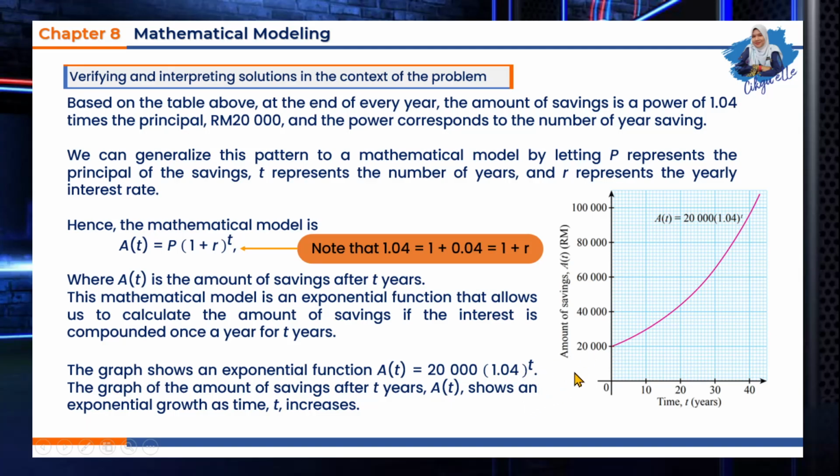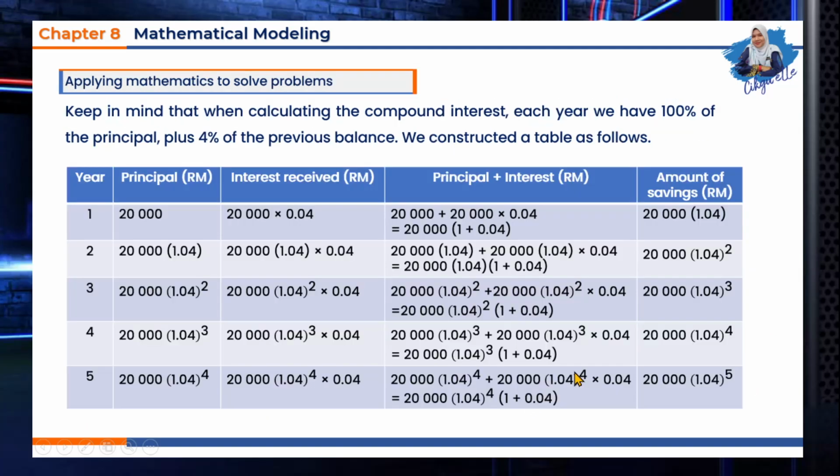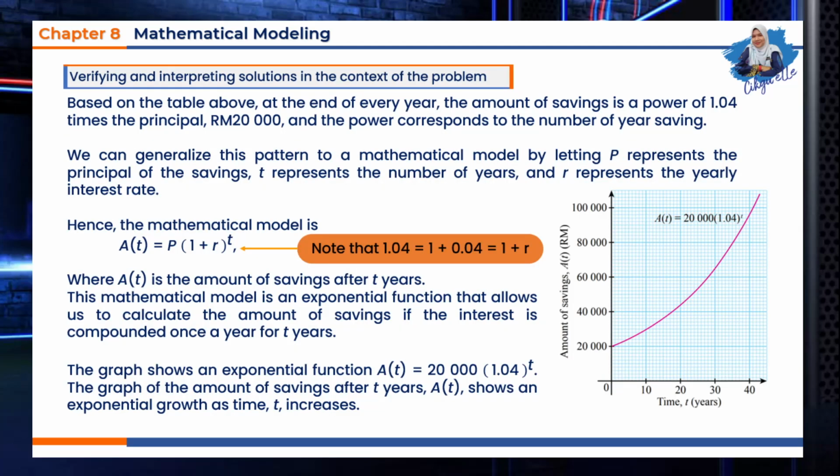Based on what we have in this table, we transfer into a graph. We plot based on the table and we get this type of graph. What you can see here is a sharp increase, a sharp rate of increase. The graph of the amount of savings after T years, A_T, shows an exponential growth as time increases. So this one is an example of an exponential function.